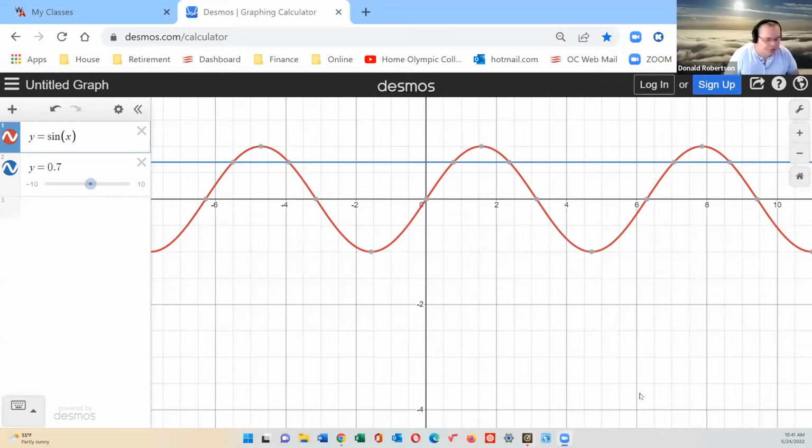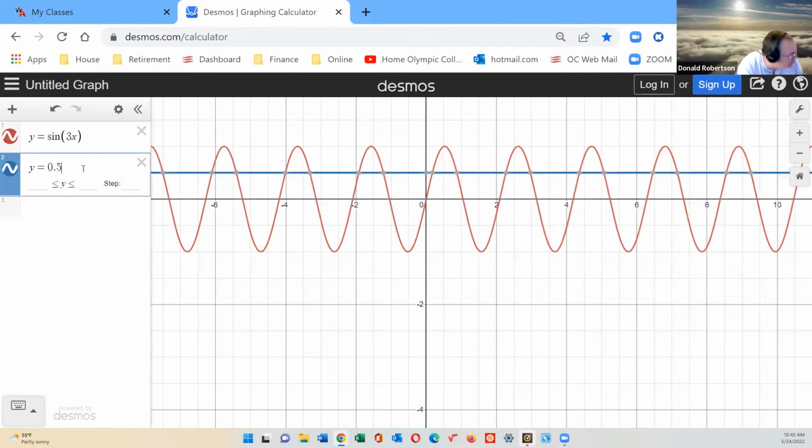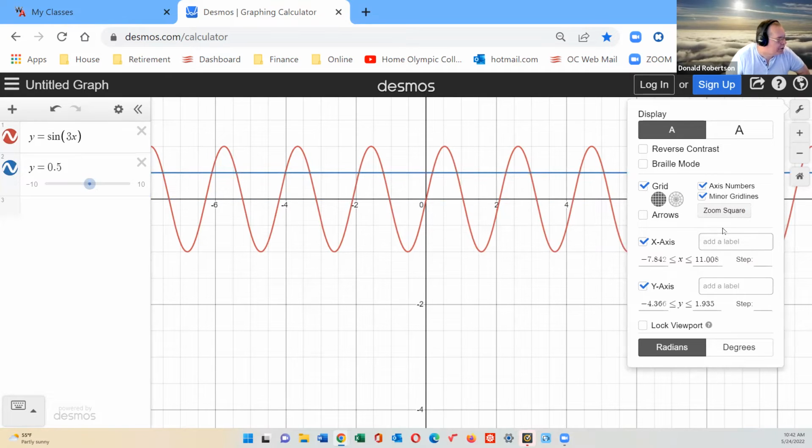So in here, oh, wait a minute. I don't even know what you're looking at. There, you're looking at Desmos. So I'm going to put, eventually, the sine of 3x, and it's going to equal 0.5, which is nice. And I'm only interested this time in 0 to 2 pi.